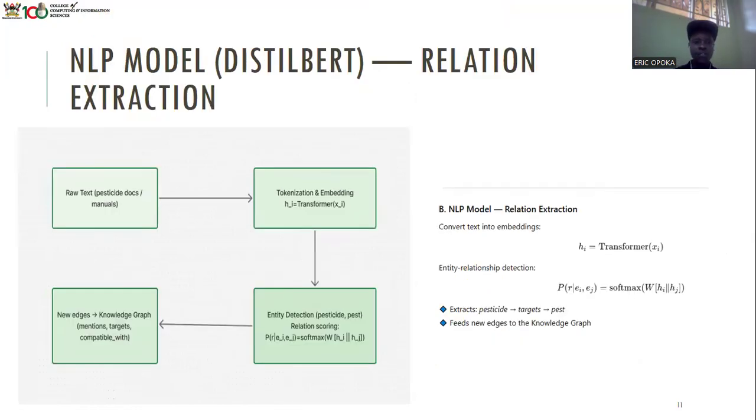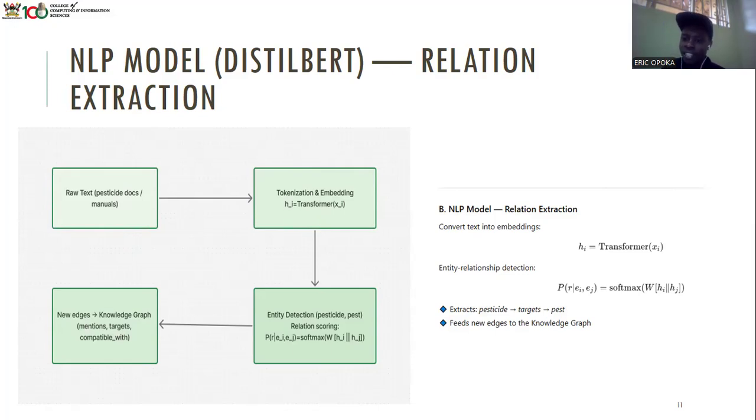Moving on, we have the NLP model, which uses what we call relation extraction. For the first formula, we use what we call text into embedding. This X is what we shall multiply with the transformer to convert into the contextual embedding, where X represents the input token, for example, a particular word, like for instance, a pest.